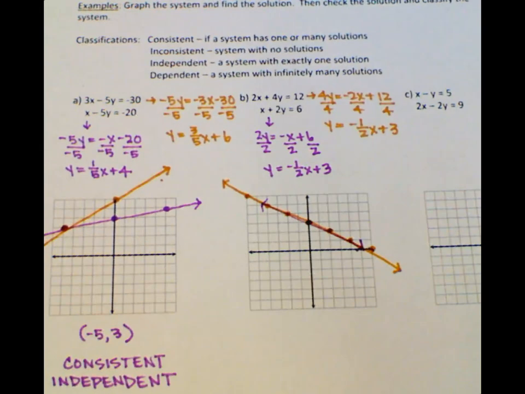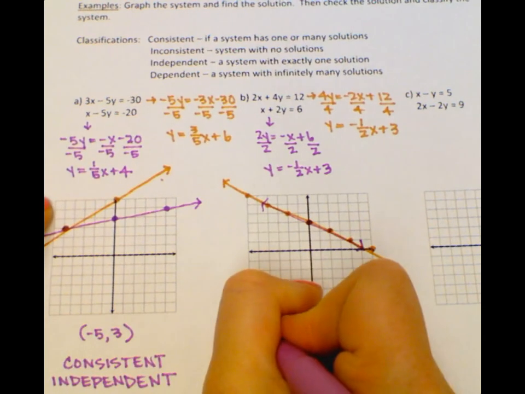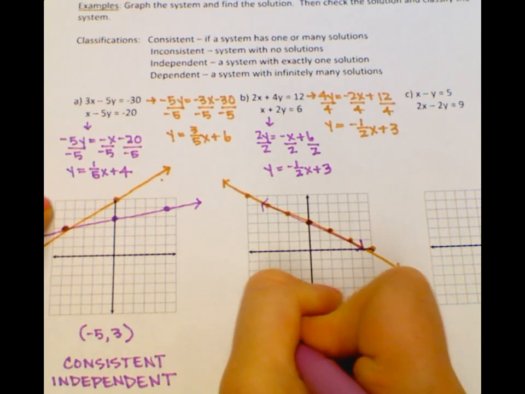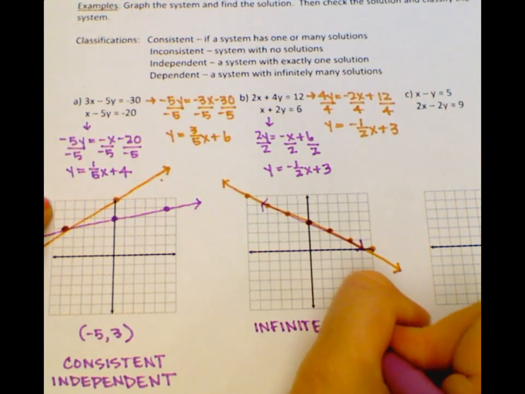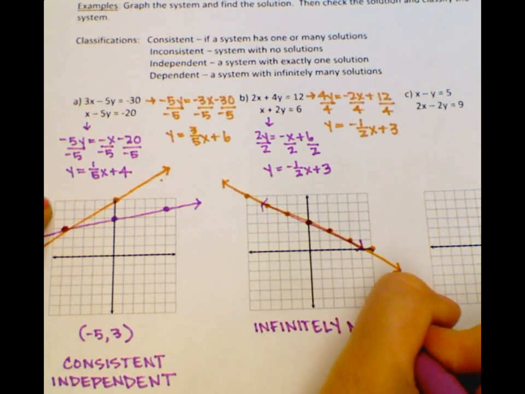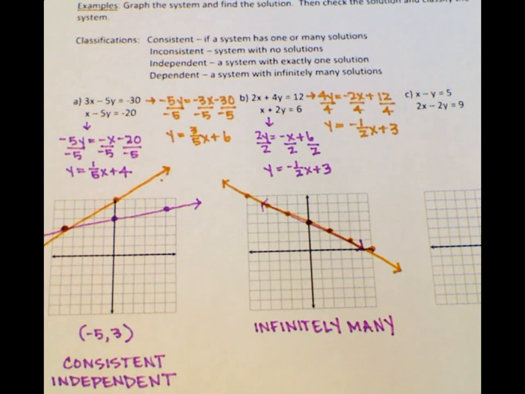So every point that's on the yellow is also on the purple. So what do you think you call that when all of them are the same? Infinitely many. Okay, so if you ever are graphing, having a great time, and one line is on top of the other line, that means all the points match. All of the points, infinitely many, because those lines go on forever and ever.